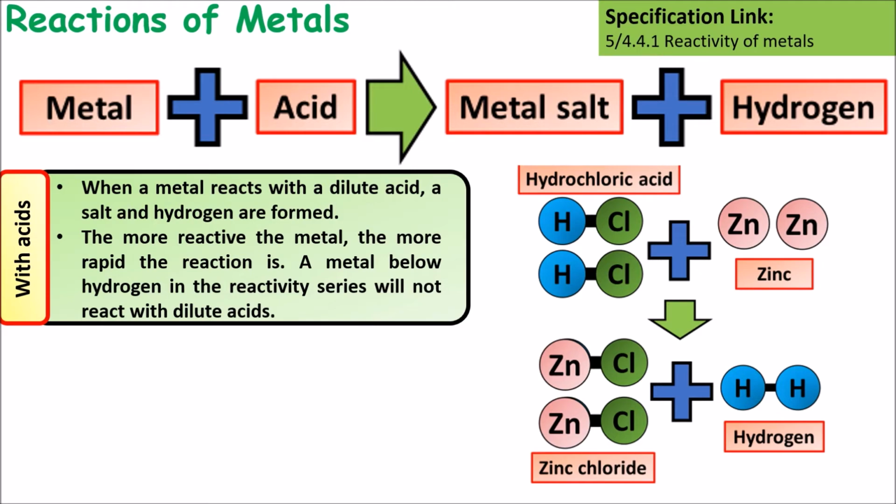When a metal reacts with a dilute acid, a salt and hydrogen are formed. The more reactive the metal, the more rapid the reaction is. So, for instance, if we react hydrochloric acid with zinc, we form zinc chloride and hydrogen.